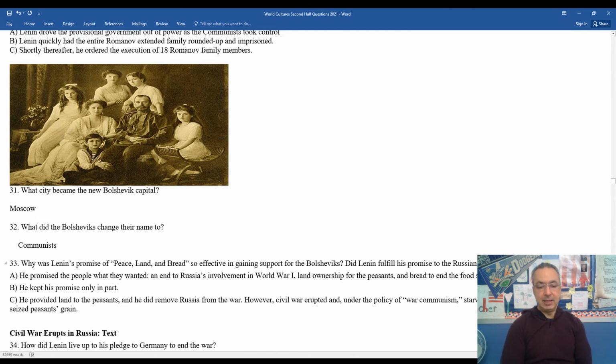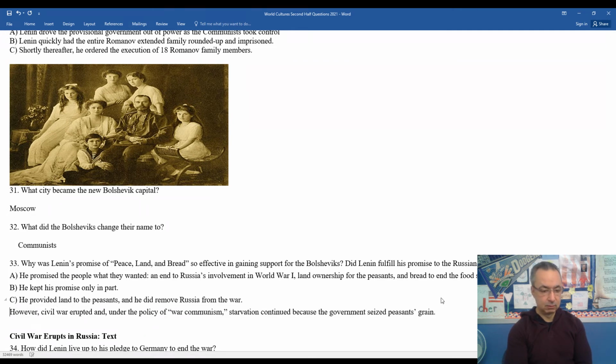33, why was Lenin's promise of peace, land, and bread an effective message in gaining support for the Bolsheviks? Did he fulfill his promise to the Russian people? Well, he promised the people what they wanted: an end to the involvement in World War I, land ownership for the peasants, so no longer would they be tied to the land and almost be like slaves or serfs, and bread to end the food shortages and starvation. In part, he kept his promises. He provided land to the peasants, and he did remove Russia from the war. However, civil war did erupt under his policy of war communism. Starvation continued because the government seized grain for their own uses.